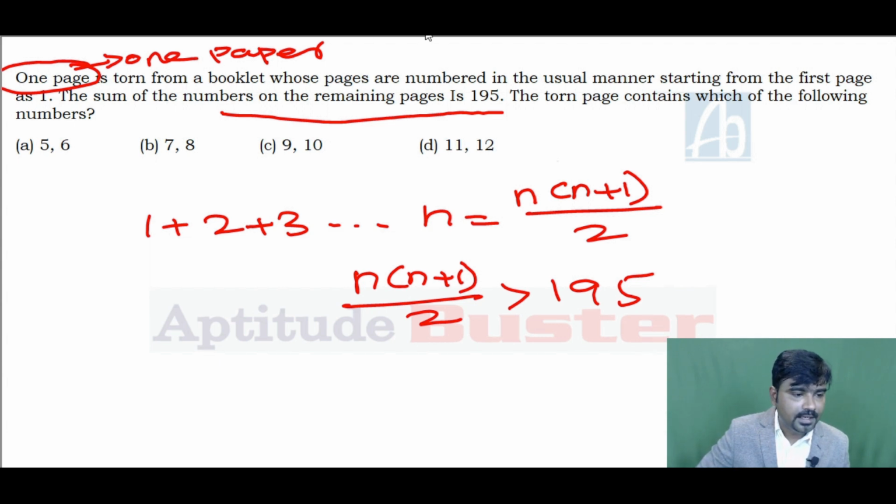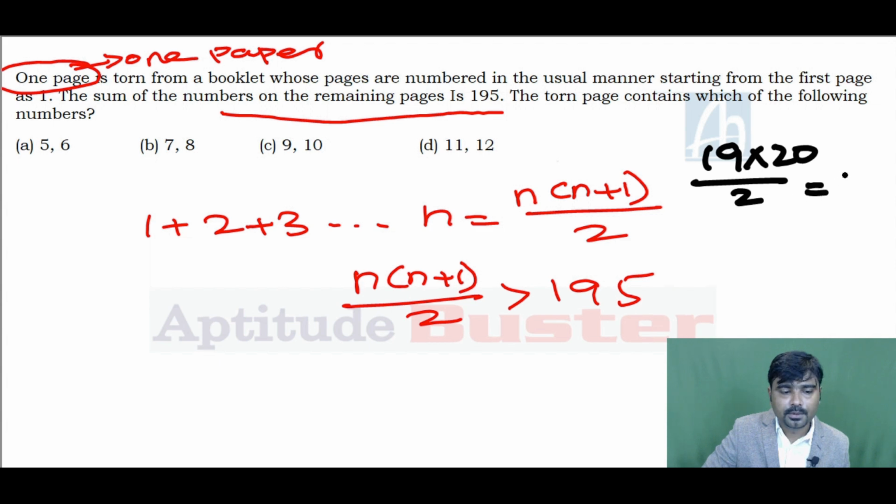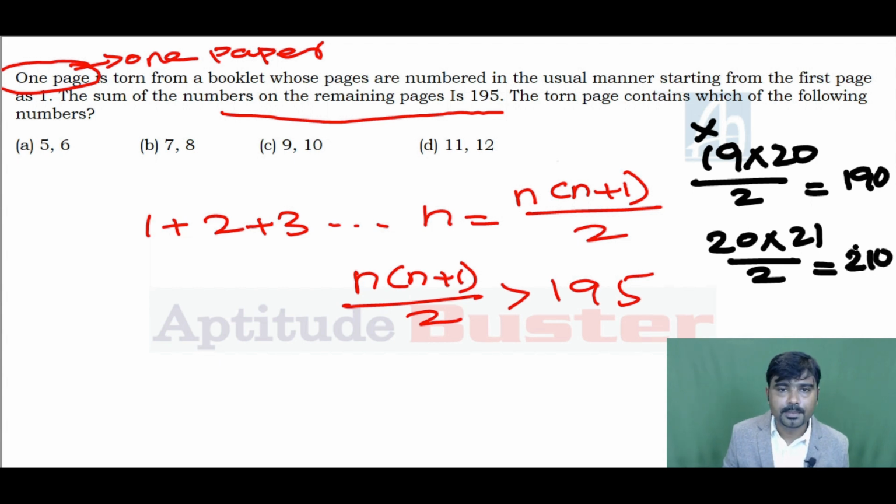Okay, if I take the number of pages as 19, 19 into 20 divided by 2 gives you 190. No, this is not the number of pages of the booklet. If I consider 20 into 21 by 2, it gives you 210. Yes, this may be the number of pages of the booklet, 20 pages.